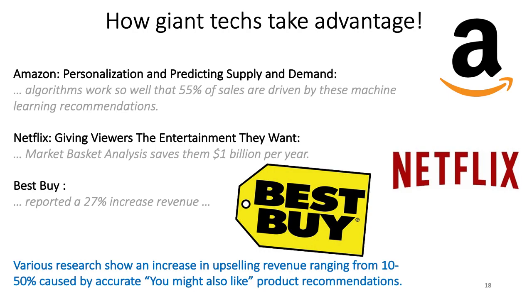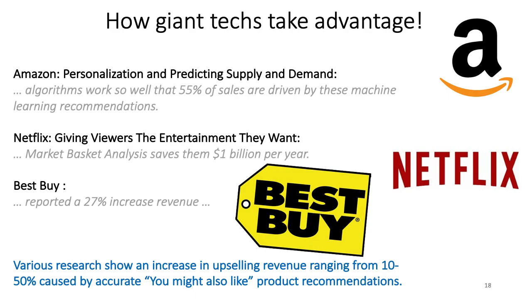Now, I was curious to see how much money companies are saving, or making, out of using association mining. I found these numbers, and it was very interesting. Amazon is doing around 55% of their sales based on recommendations and predicting demands. 55%. Just imagine, that's huge, right? Netflix is using market basket analysis, or association mining, and it's saving them $1 billion per year. Just by giving recommendations of what to watch to users, they're making $1 billion.